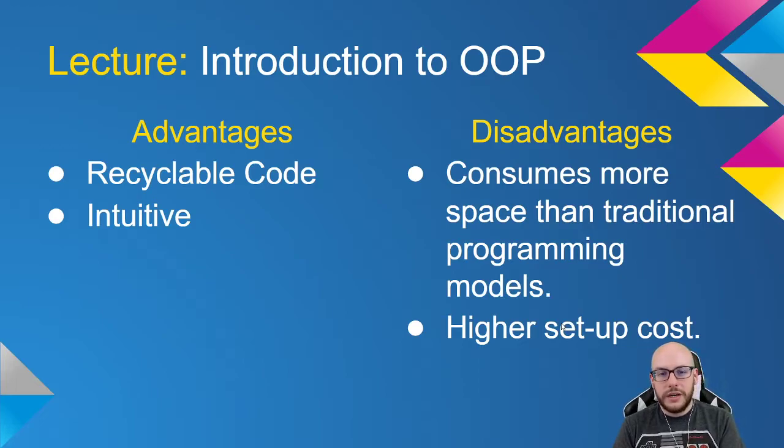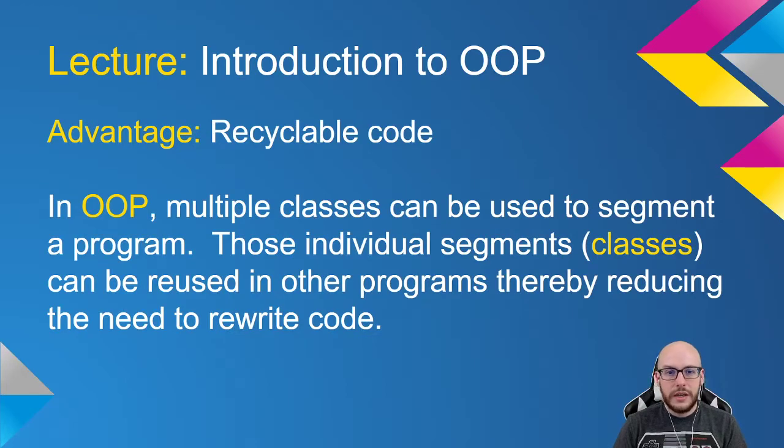There are some advantages and disadvantages, and we'll dive into what these things actually mean. But an advantage of OOP is that there's recyclable code and it's intuitive. Disadvantages being it consumes more space than traditional programming models and there's a higher setup cost. So let's talk about recyclable code, or reusability. In OOP, multiple classes can be used to segment a program. Those individual segments, those classes, can be reused in other programs, thereby reducing the need to rewrite code. The idea of OOP is to write code that is generic and segmented. That way I can reuse it in multiple programs and multiple applications.